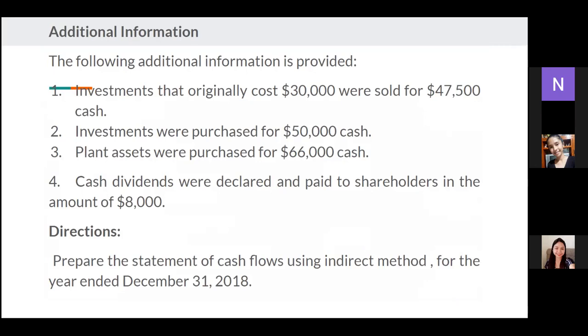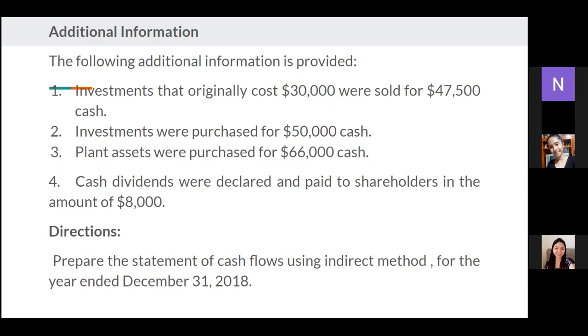Una is yung investment that originally cost 30,000 were sold for 47,500 cash. Second, investments were purchased for 50,000 cash. Plant assets were purchased for 66,000 cash. And cash dividends were declared and paid to shareholders in the amount of 8,000.